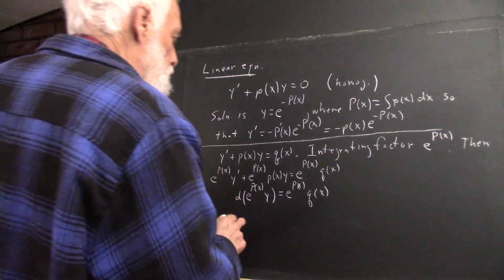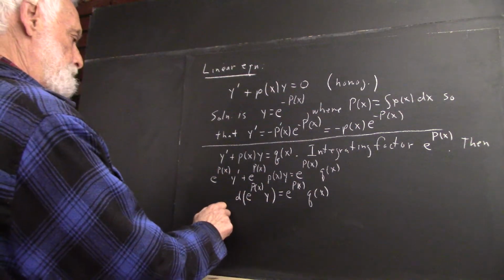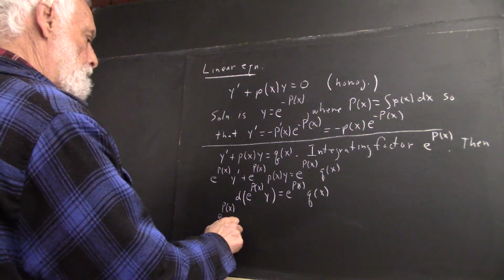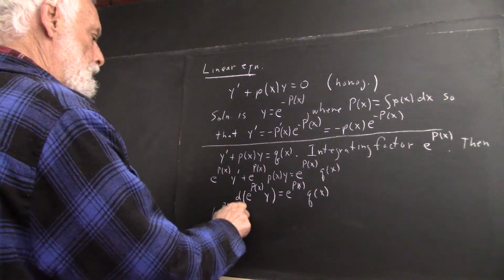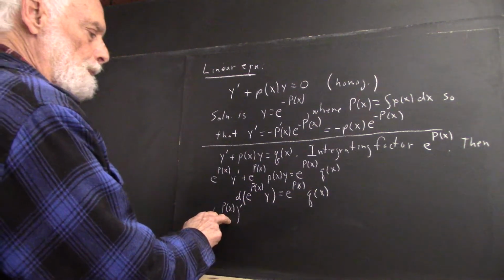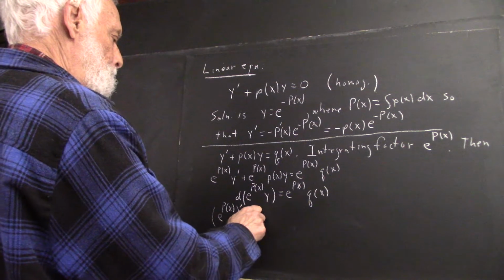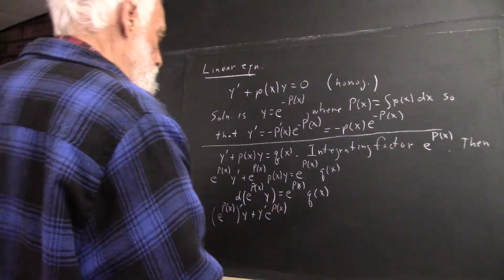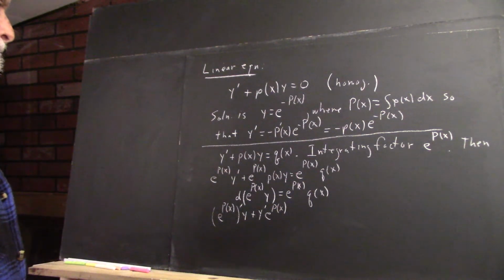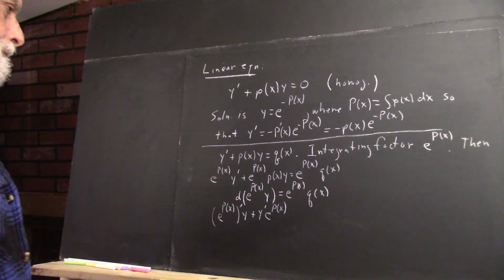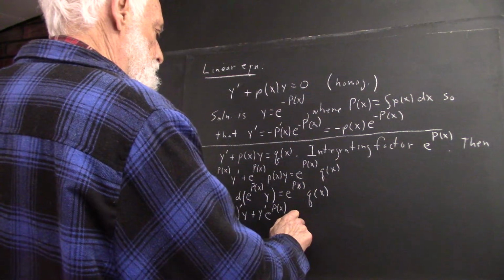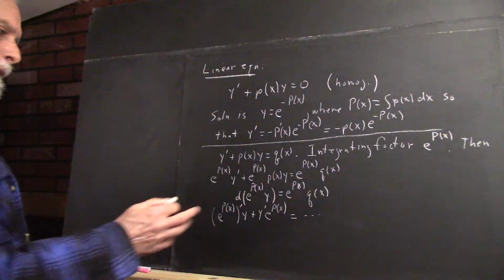The differential of e to the P of x y is just, by the product rule, the derivative of e to the P of x times y plus y prime e to the capital P of x. Yeah, I think that's going to work out. And it equals this side. We don't worry about that.